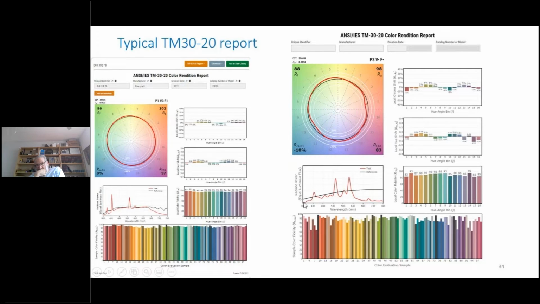Here you have your black body source, reference source. This is clearly a fluorescent lamp. This is the test source. And down here you have 99 RF values for each of the 99 color samples. So that summarizes the TM30 report. Here again, other values are shown here. This is more like a black body, so 96, 102, closer to 100.